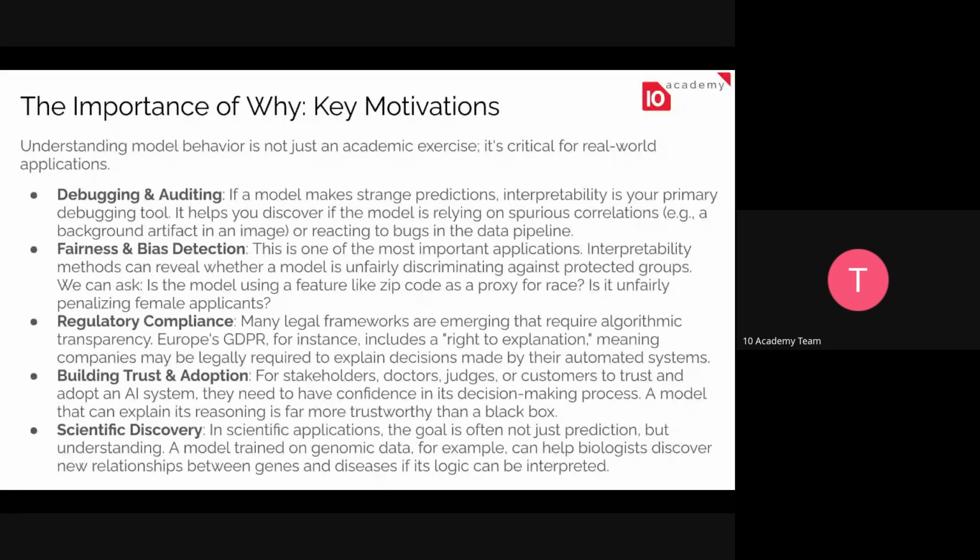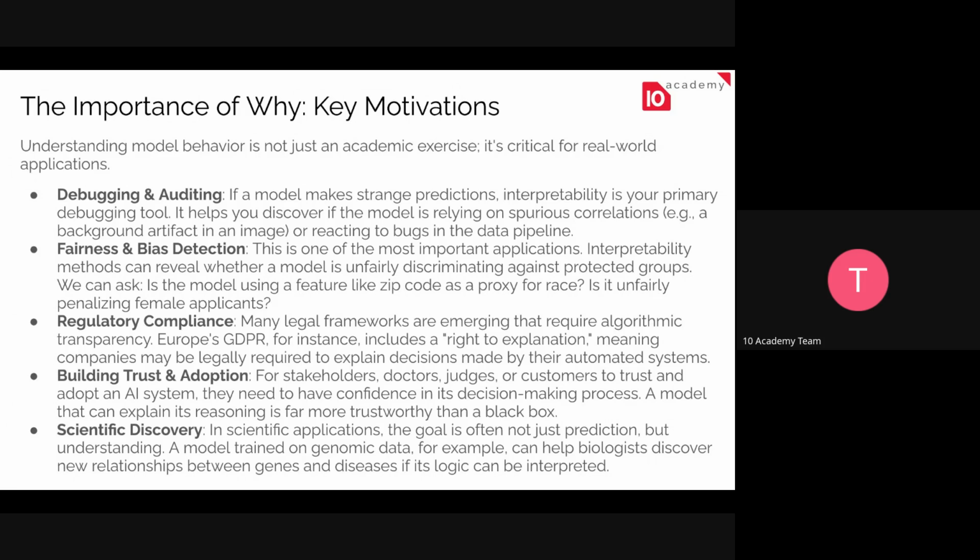And the next one, which is also very, very important, would be fairness and bias detection. It's very important because interpretability can reveal whether a model is unfairly discriminating against protected groups. For instance, is a model using features like zip code or country as a proxy for race? It's very dangerous if it is doing that, so you need to account for it and change things. Or is it unfairly penalizing women applicants and so on? So you need to check for these kinds of bias.